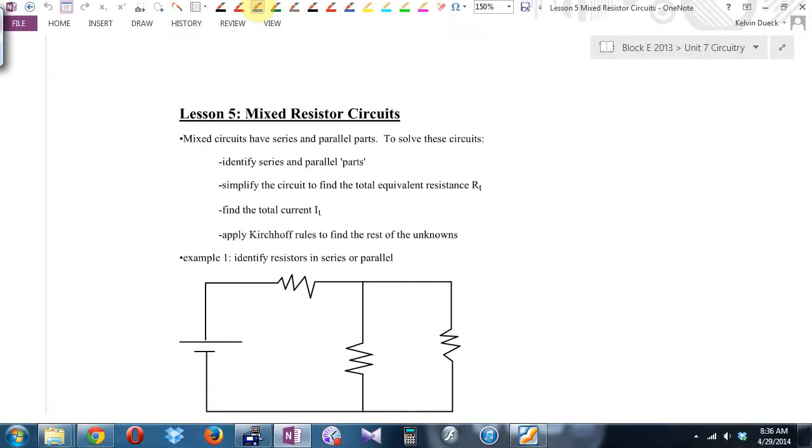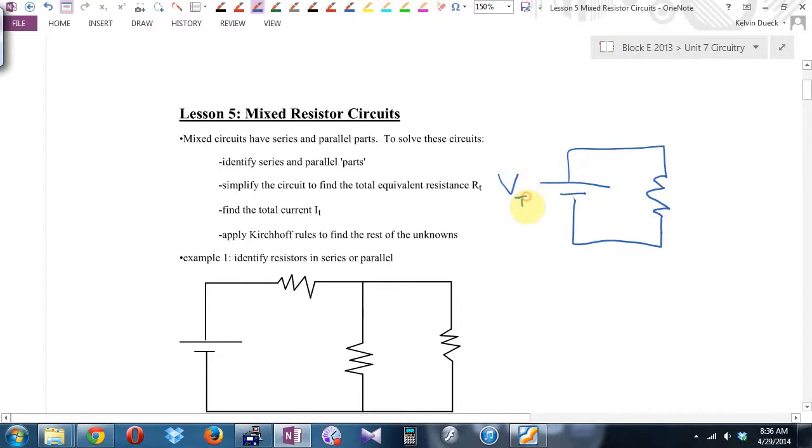Find total current. Ideally, we're going to simplify the circuit to one voltage source, where this is voltage total, and one mathematically equivalent resistor, where this is resistance total. And then you can find I total, which is going to be V total divided by R total. And once you have I total, I've said a few times, if you have total current, the question's going to fall apart. Then start using Kirchhoff's laws.